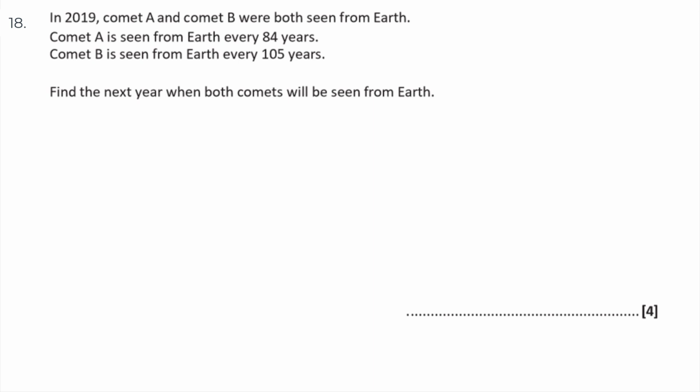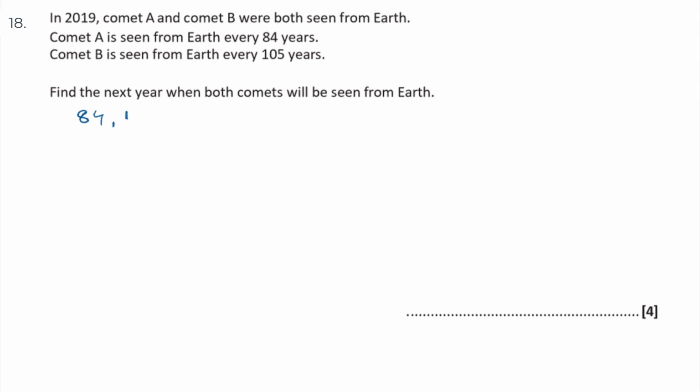Now, this question is actually a lowest common multiple question because if you think about it, we just need to work out what's the lowest common multiple of 84 and 105, and then that will be the number of years that they will then take to arrive at the same time again. So we could, in theory, just kind of start listing them out.